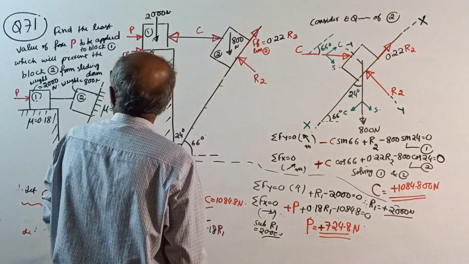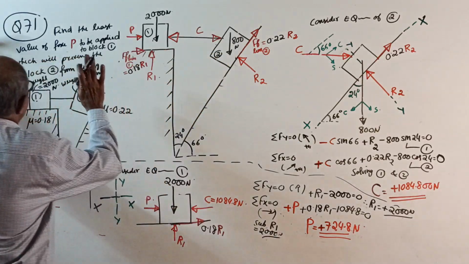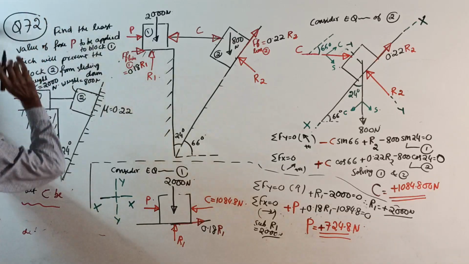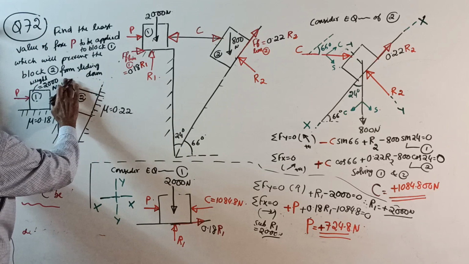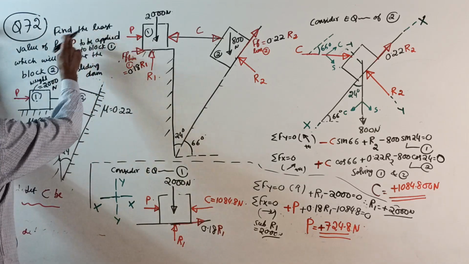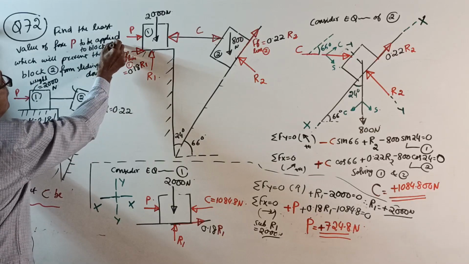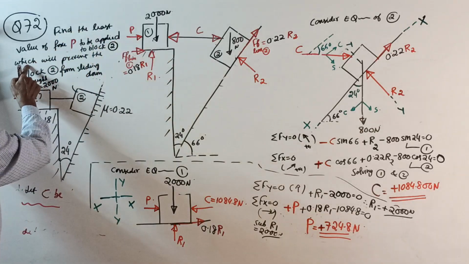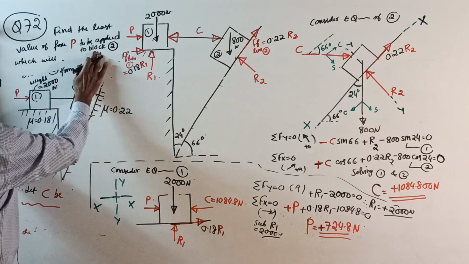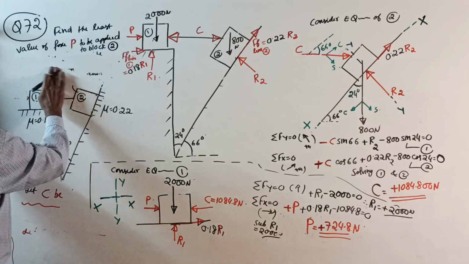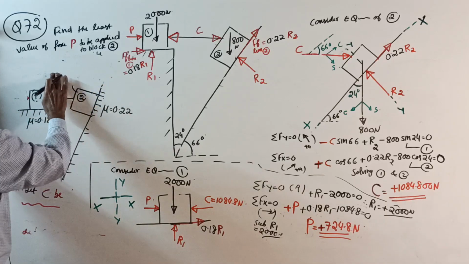Okay, now 71 is over. I will give question 72, the last question of the series. See, I will change it here. Find the least value of P to be applied to block 2, which will... I will change the question now. See, this P I will remove. This all I will remove now. See, I will maintain the data same.